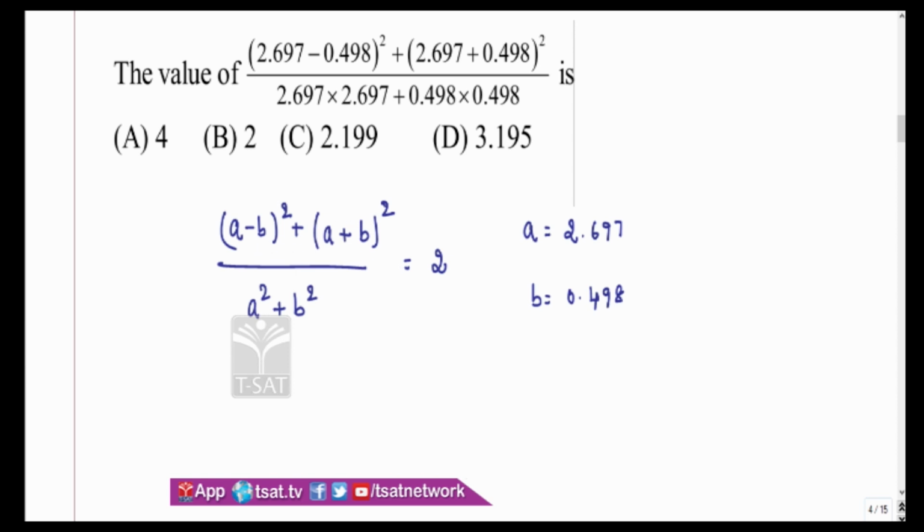If plus is in between, generally you can write a plus b as b plus a also. Therefore, it doesn't matter whether a comes first or b comes first. So here you can write x plus y is equal to y plus x. Therefore, we don't care whether a minus b square comes first or a plus b square comes first. For both of them, the answer is 2. So here the a value and b value is irrelevant. It is in the form of a minus b whole square plus a plus b whole square by a square plus b square. So the answer is 2.